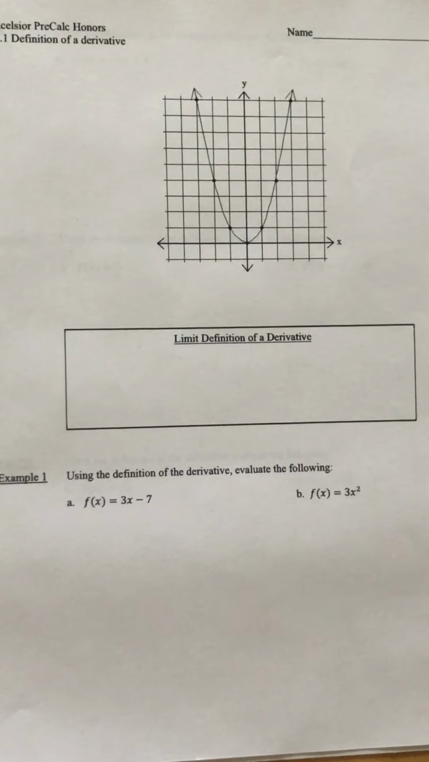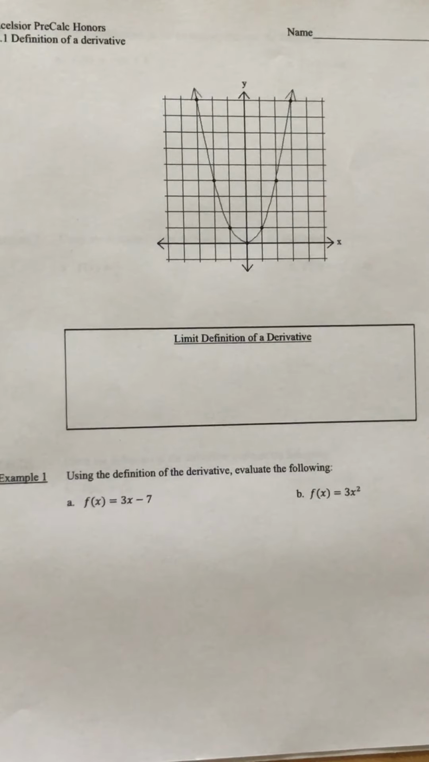We're going to find it the long way today, and then we're going to progress into some rules and some shortcuts. But the idea is we have some kind of function, f of x, and we have some point x. Let's say this is our point x. So this point here would be x comma f of x.